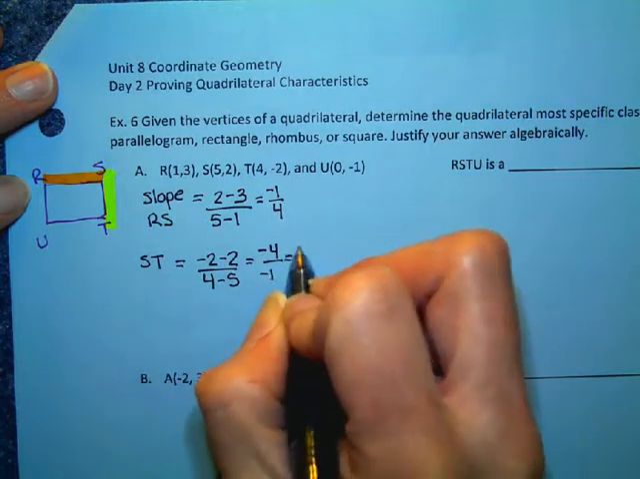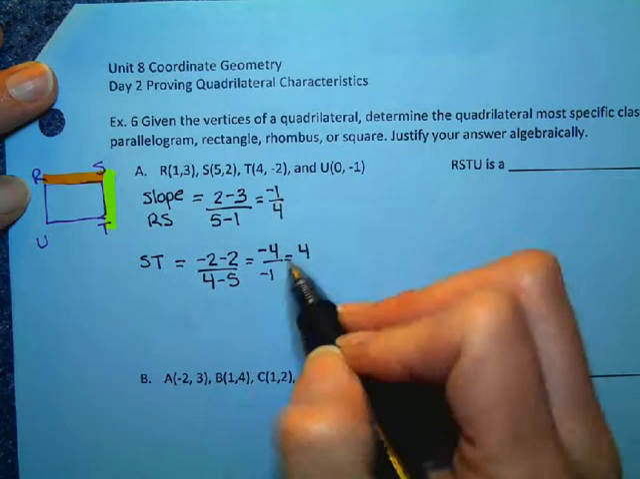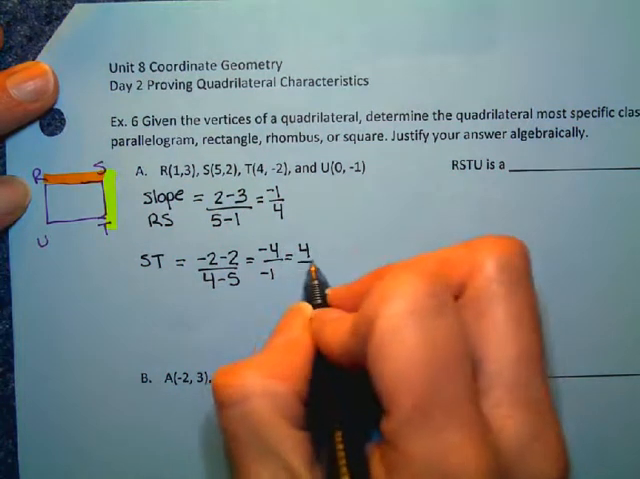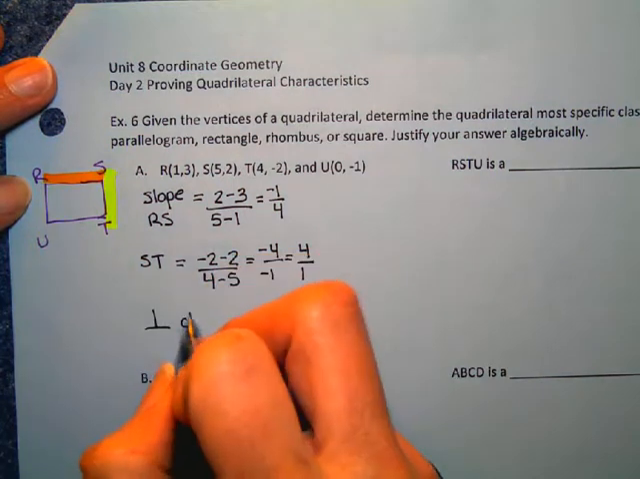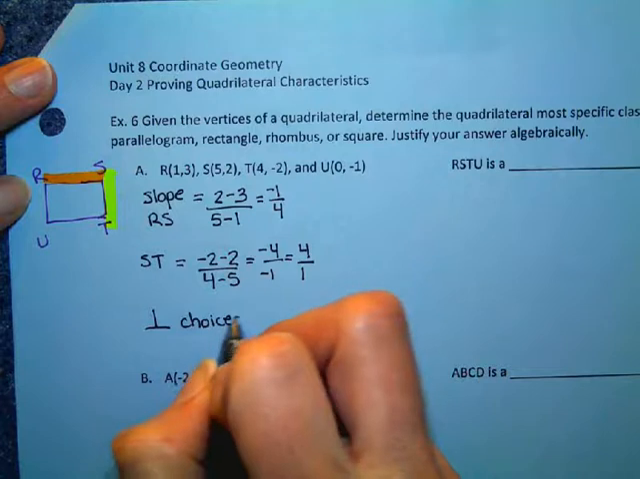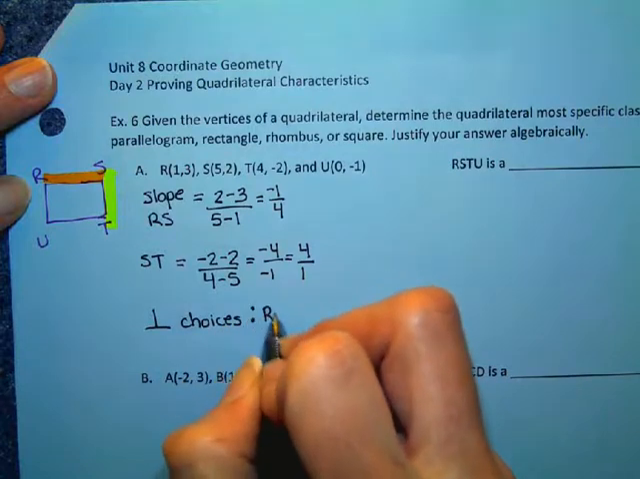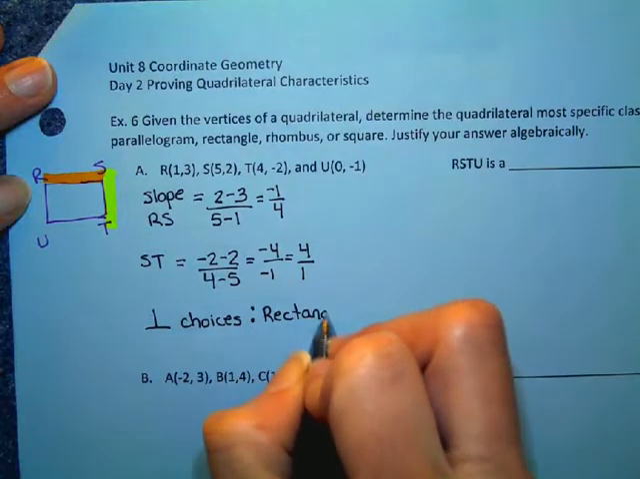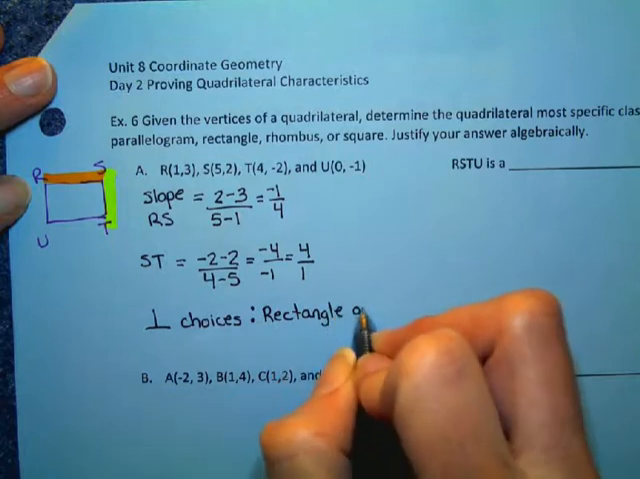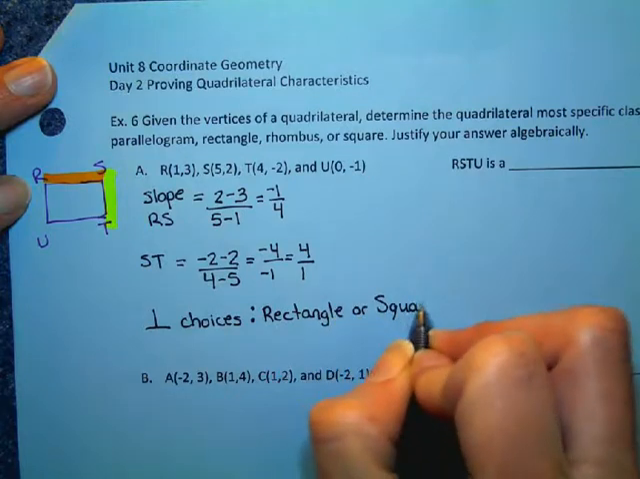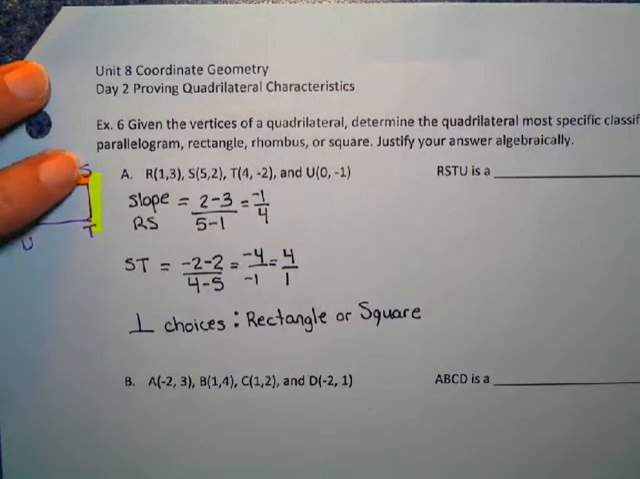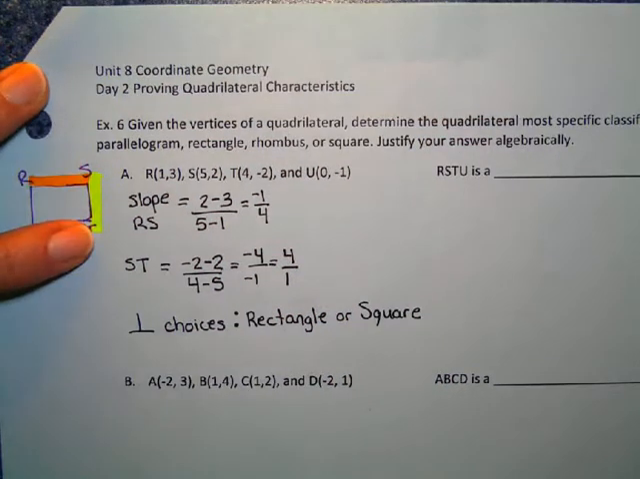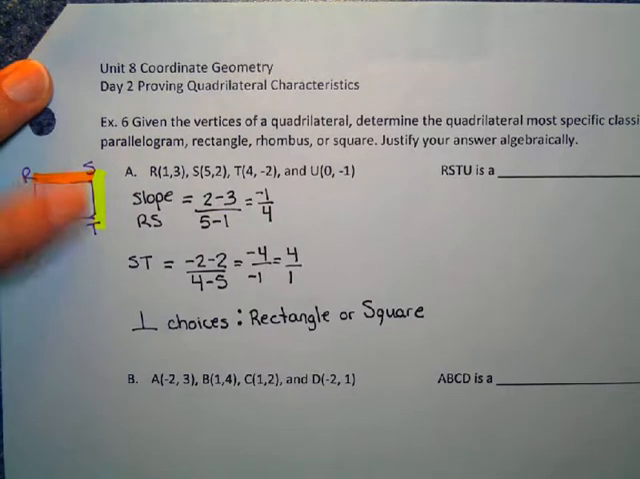So these are definitely perpendicular. They are considered opposite reciprocal. So I'm going to put a little perpendicular symbol here because they are opposite reciprocal. So that means my choices now for perpendicular are going to be rectangle or square. So how I know the difference in that is to know how long the sides are. If RS is the same length as ST, it's going to be a square. If RS is not the same length as ST, then they're different. That makes it a rectangle.